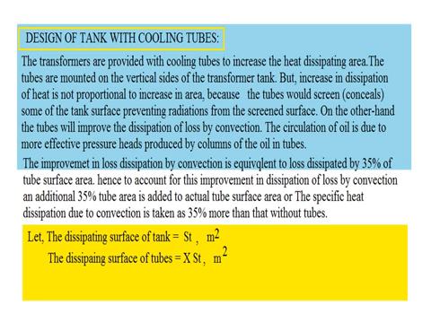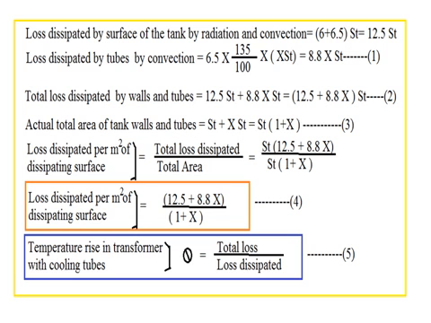After that, consider the dissipating surface of the tank St, and the dissipating surface of the tubes x times St. Once again, St is the dissipating surface of the tank, xSt is the dissipating surface of the tubes. Loss dissipated by the tank surface by radiation and convection: previously we have seen 6 plus 6.5, that is 12.5 times St. Hence, loss dissipated by the tubes by convection is 6.5 times, the usual process.